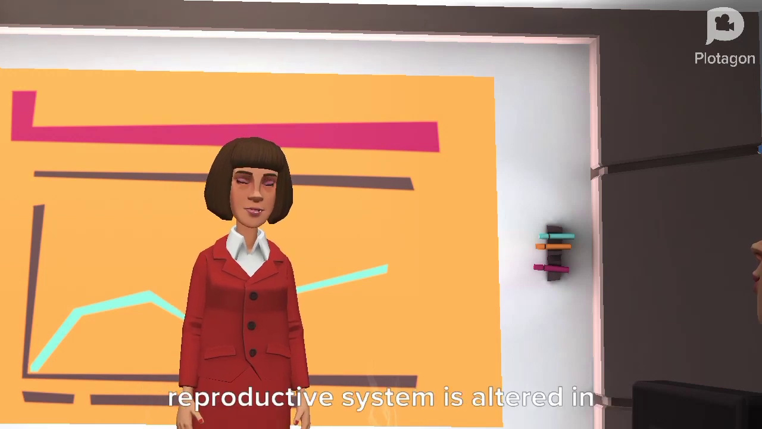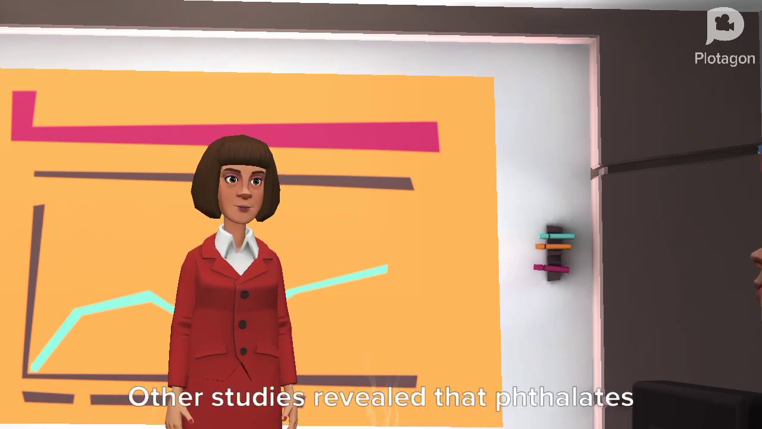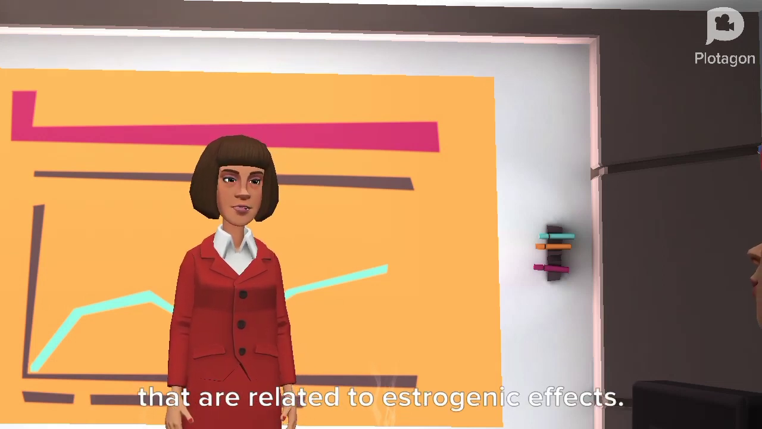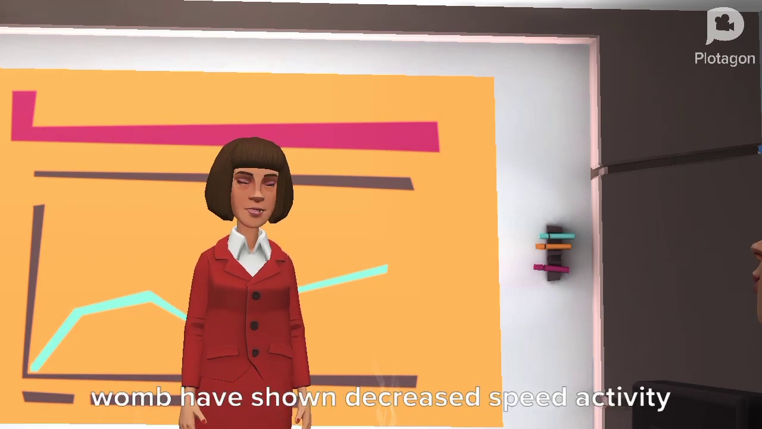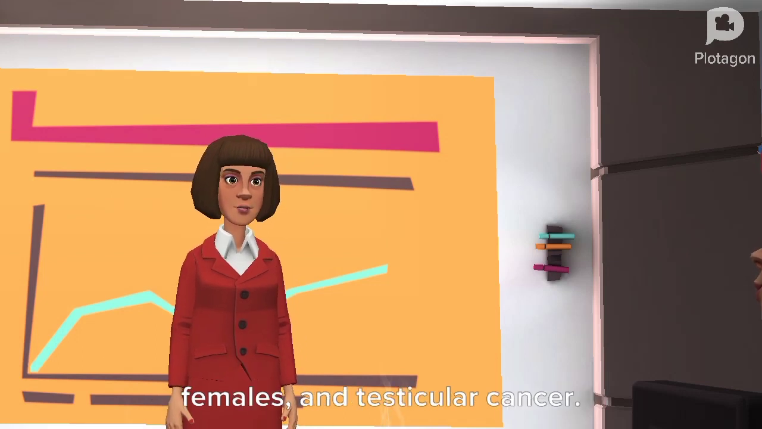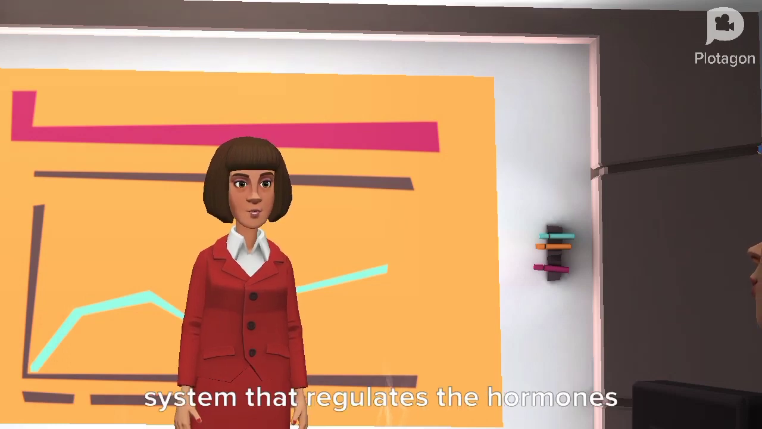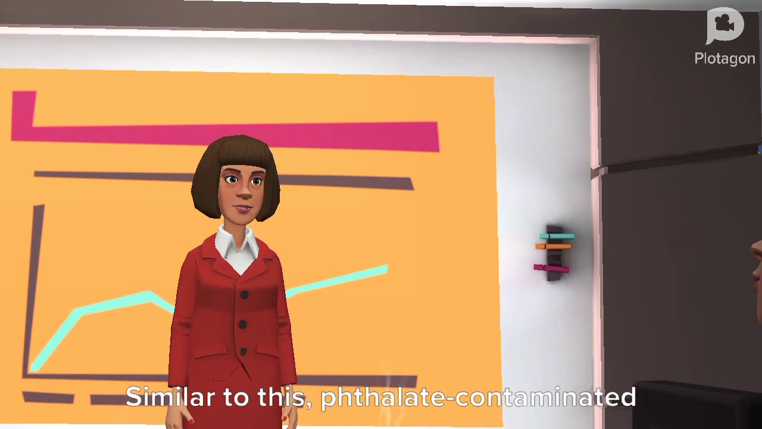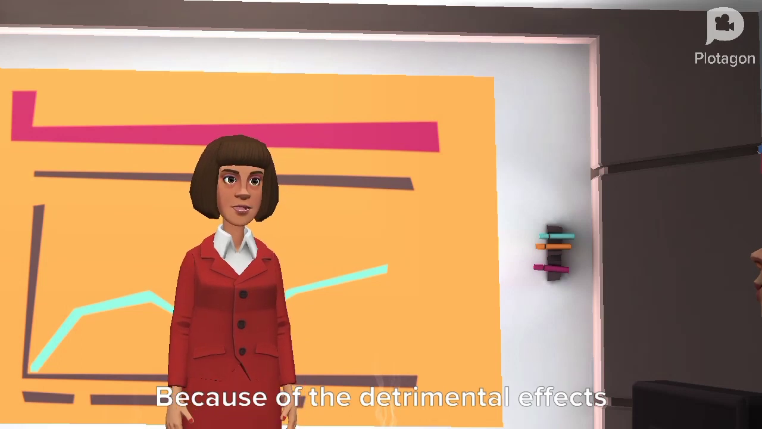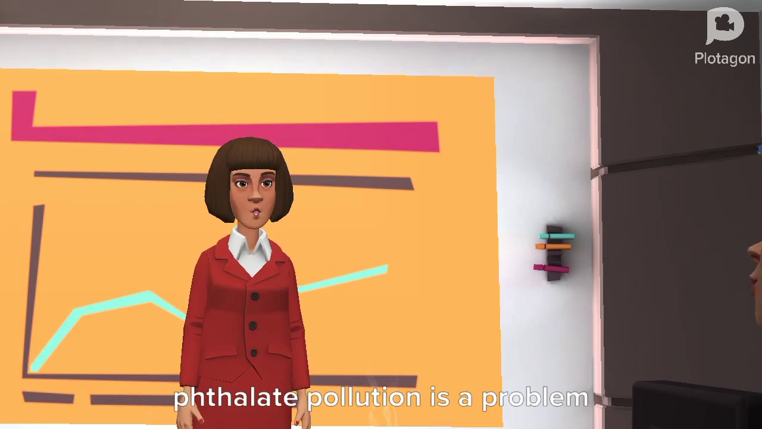The development of the human male reproductive system is altered in boys exposed to phthalates when they are developing in the womb. Other studies reveal that phthalates have biological effects on wildlife that are related to estrogenic effects. Animals exposed to phthalates in the womb have shown decreased speed activity and concentration, early puberty in females, and testicular cancer. Phthalates are also suspected to alter the endocrine system, which is the system that regulates the hormones of animals. Similarly, phthalate-contaminated soil severely harms the animals and vegetation. Because of the detrimental effects on both human health and the environment, phthalate pollution is a problem.